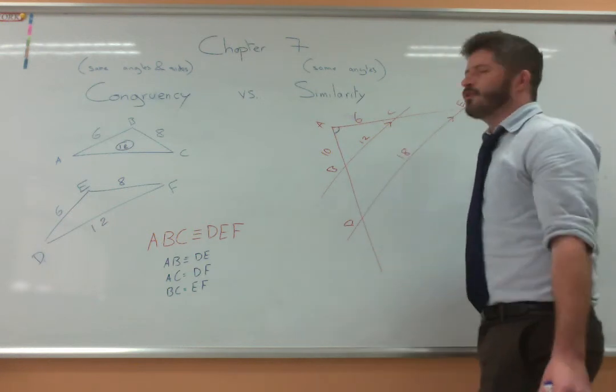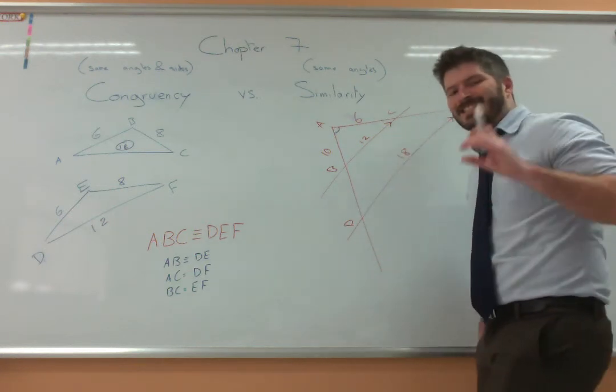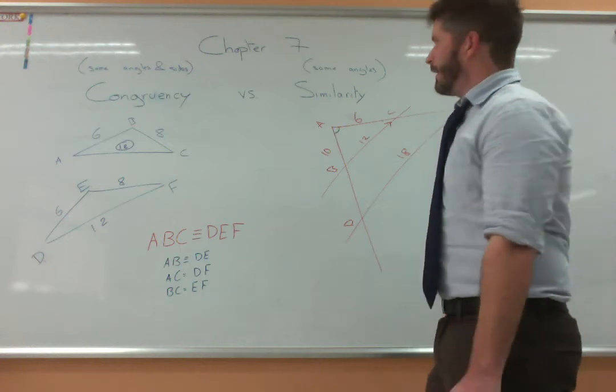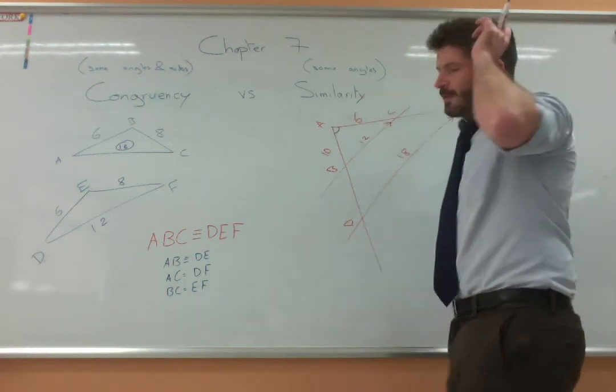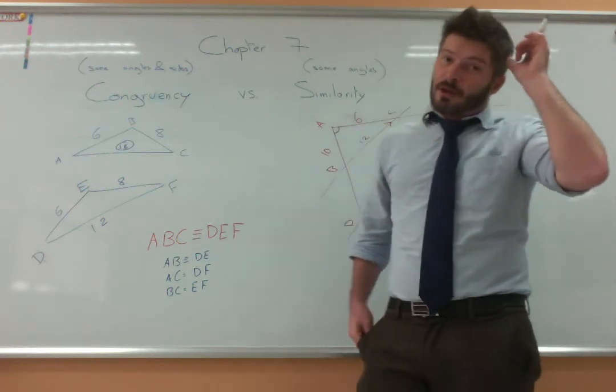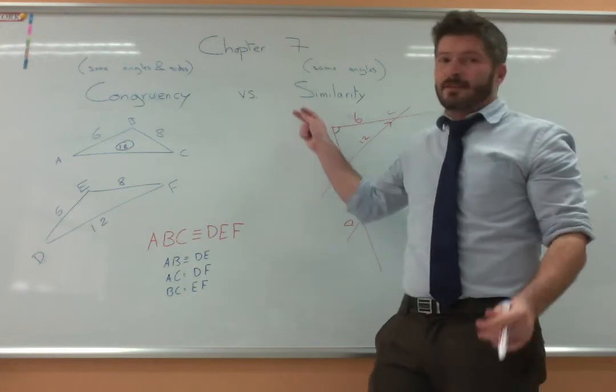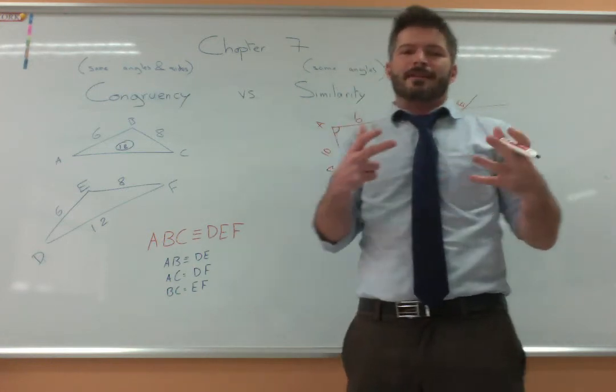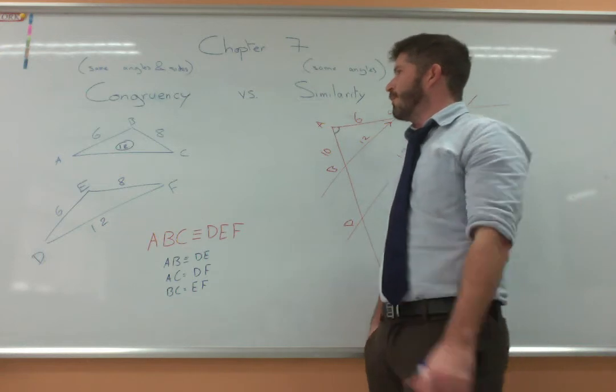Now, moving on, I would like to go over the next topic of chapter 7, which is slightly more difficult. It's the concept of similarity. Now, these 2 are very close to each other. That's why we compare them. Congruency and similarity, obviously, if we compare them, that means that they are in relation in one way or another.